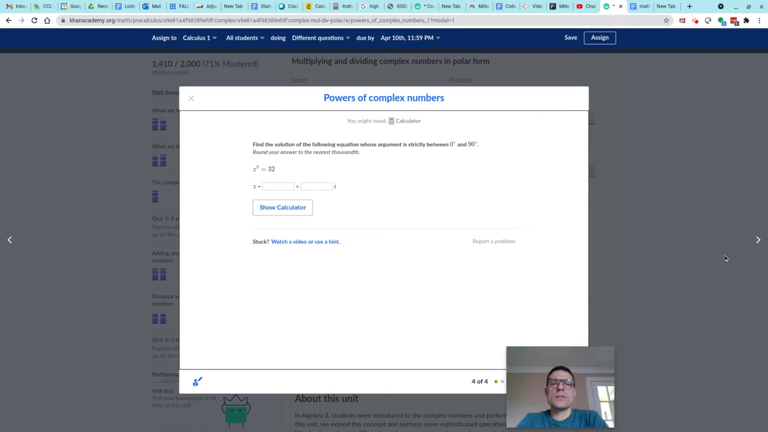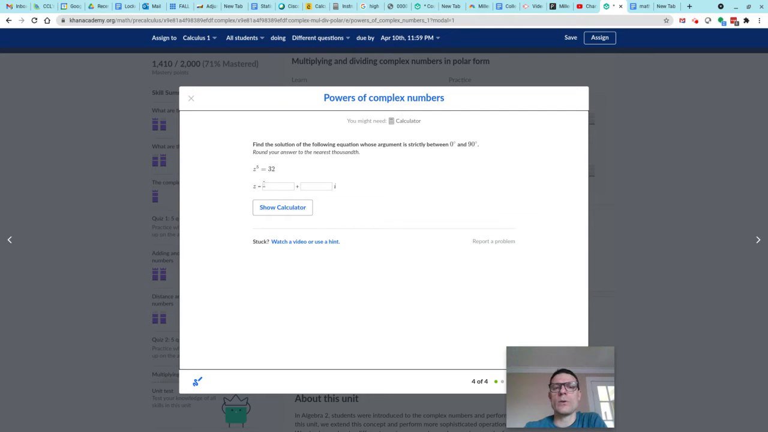Okay, this is a question I got on powers of complex numbers. I think it's probably at the very end of the complex numbers chapter. It's a little tricky. I actually had to go in myself and remind myself how to go through this because there are some little tricks. Anyway, we've got z to the fifth is equal to 32.